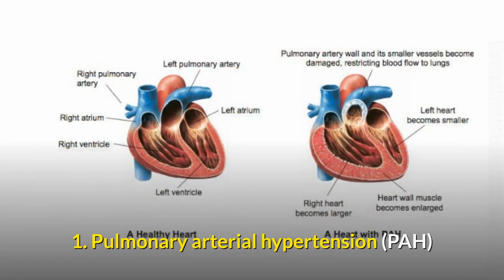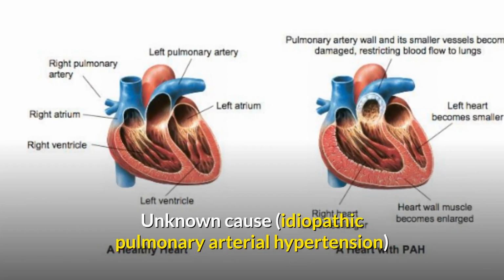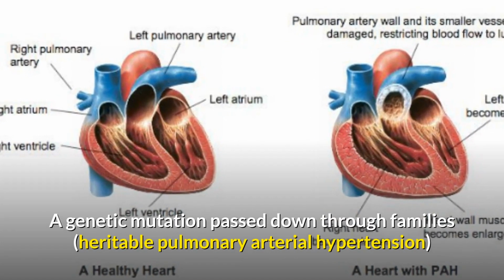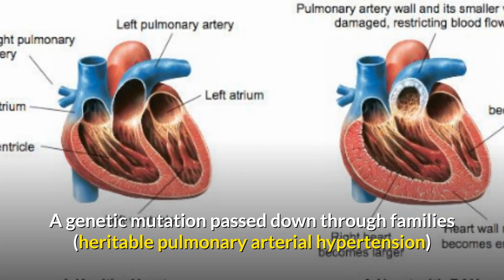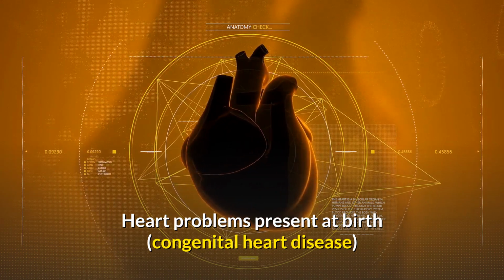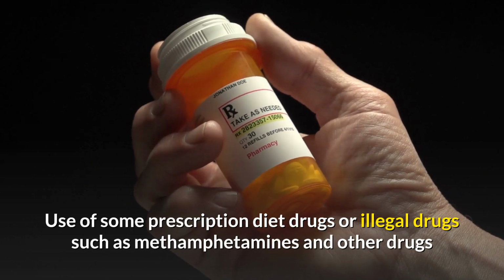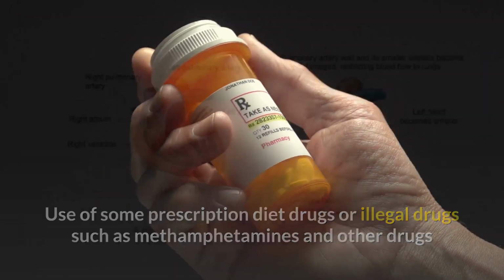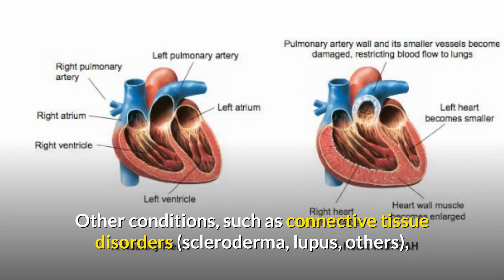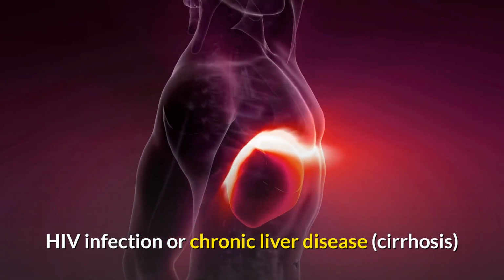1. Pulmonary arterial hypertension (PAH). Causes include: unknown cause, idiopathic pulmonary arterial hypertension; a genetic mutation passed down through families, heritable pulmonary arterial hypertension; heart problems present at birth, congenital heart disease; use of some prescription diet drugs or illegal drugs such as methamphetamines and other drugs; other conditions, such as connective tissue disorders, scleroderma, lupus, others, HIV infection or chronic liver disease, cirrhosis.